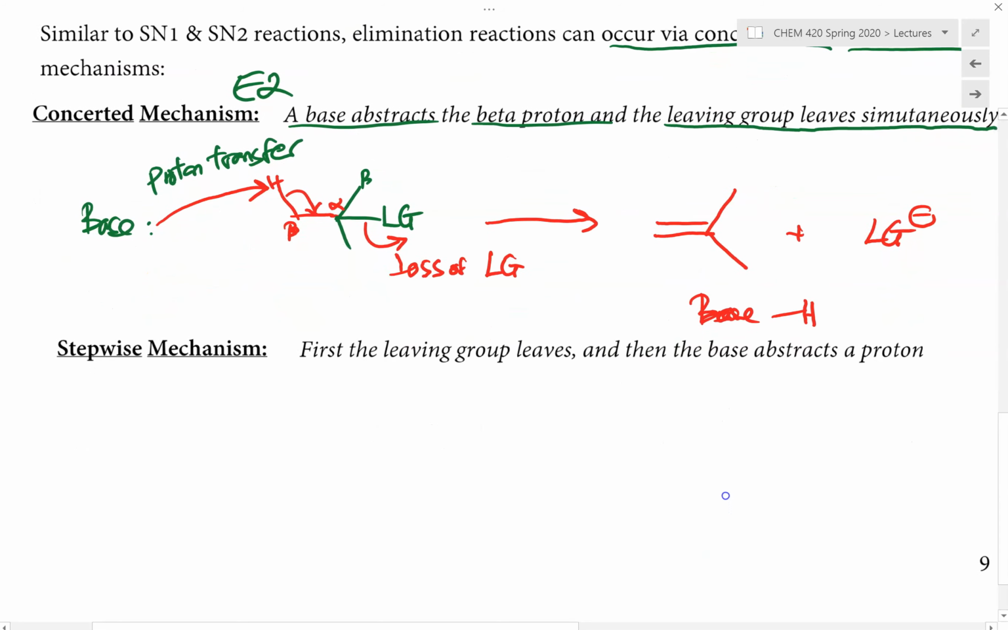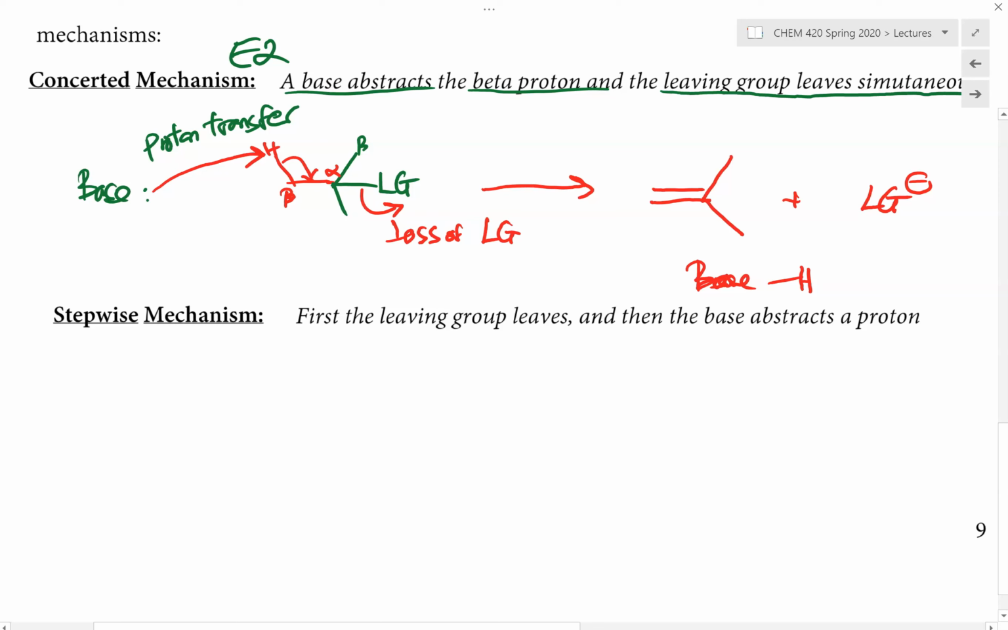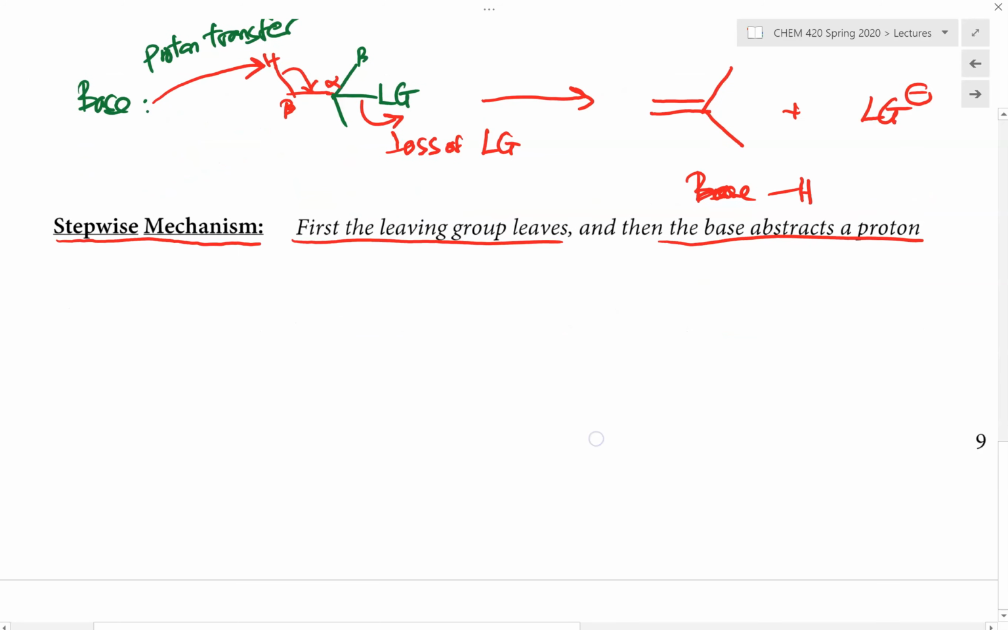And similar to the substitution reaction, the elimination can also happen in a stepwise manner, in which the loss of the leaving group would happen first, followed by the base attacking the beta proton. So in this example right here, this would be the mechanism. This is the substrate, and the first thing that happens is the leaving group breaks off first.